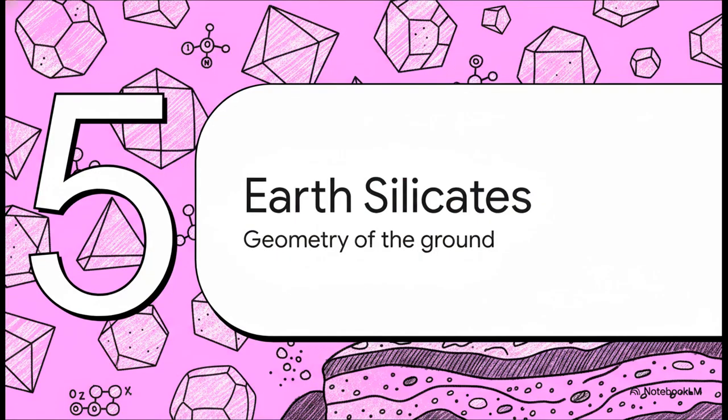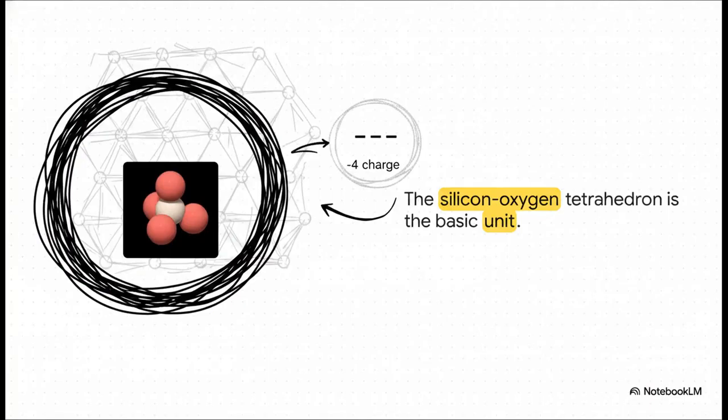Section 5. Silicates, Earth's building blocks. The geometry of the ground beneath us. Did you know silicon and oxygen are literally the two most abundant elements in the Earth's crust? That means the bulk of the actual ground beneath us is made of silicates. To understand them, we have to look at their foundational building block, the silicon-oxygen tetrahedron. As you can see, a tiny silicon atom sits squarely in the center, tightly bonded to 4 much larger oxygen atoms at the corners. And together, this little unit carries a net -4 charge.